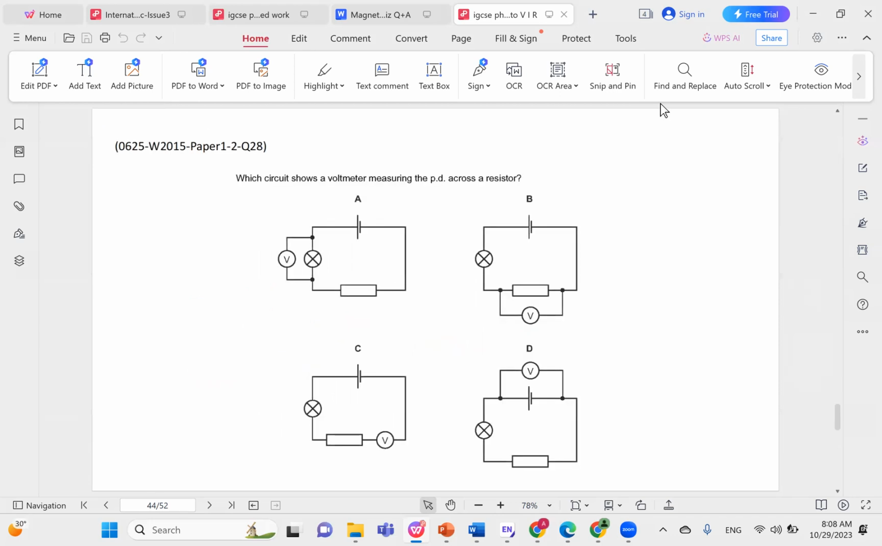Which circuit shows a voltmeter measuring the PD across a resistor? So first of all, the voltmeter must be connected in parallel, not in series, so this is wrong. Here, the voltmeter measures the PD across the lamp, not the resistor. In D, the voltmeter measures the EMF of the battery, because we said EMF is associated with the battery and the increase in voltage. The correct choice would be choice B, where the voltmeter measures the PD across the resistor. This is the resistor, by the way. So therefore, the correct choice would be choice B.